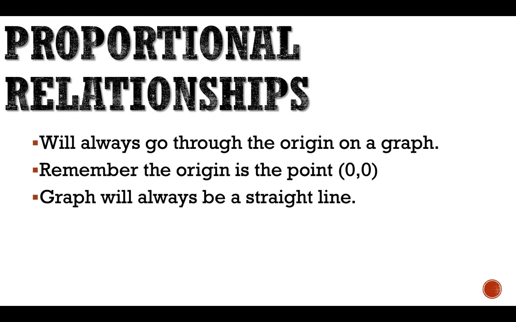Proportional relationships, they're always going to go through the origin, okay? They always go through the origin. Remember, the origin is the point 0, 0. So if your graph does not go through 0, 0, it is not proportional. Further, your graph has to be a straight line, okay? And it has to be the combination of these two things. It can't just be a straight line to be proportional. It has to do both. It has to go through the origin and be a straight line.